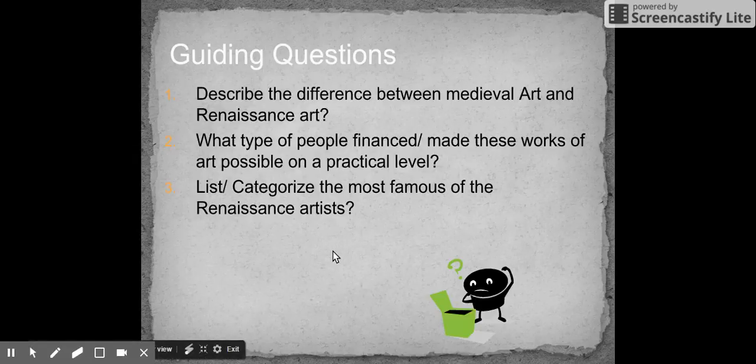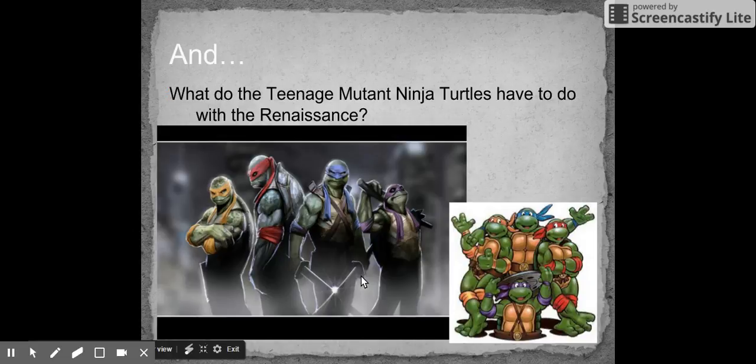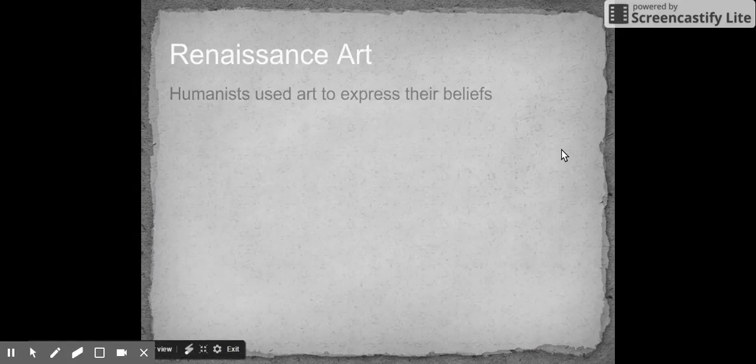List and categorize the most famous of Renaissance artists. And lastly, and probably one of the more interesting questions you'll get from me in one of these lectures: what do the Teenage Mutant Ninja Turtles have to do with the Renaissance? If you already know the answer, please don't shout it out. We'll come up with it later in the lecture.